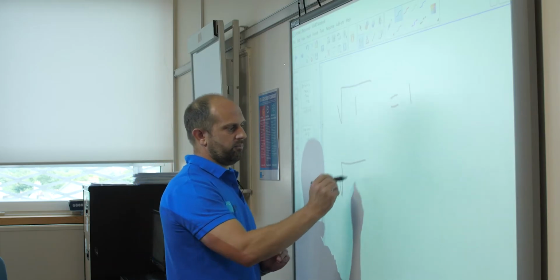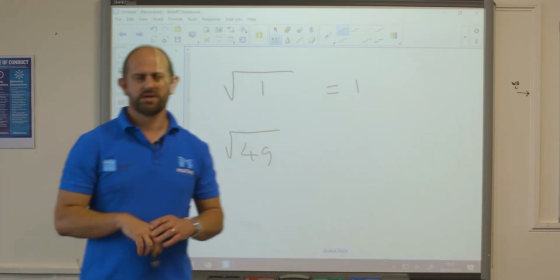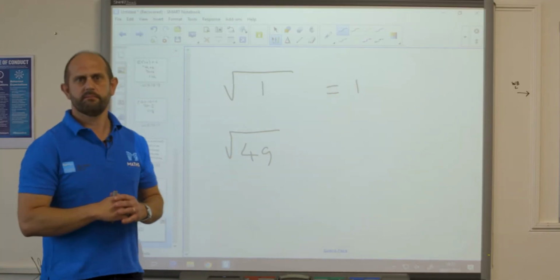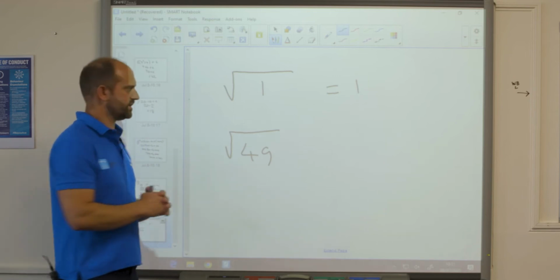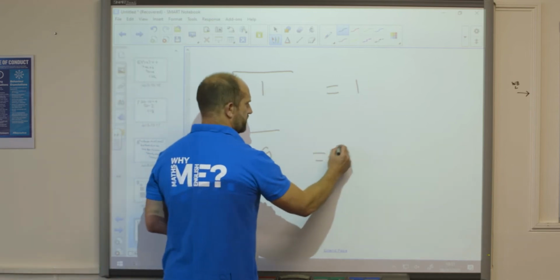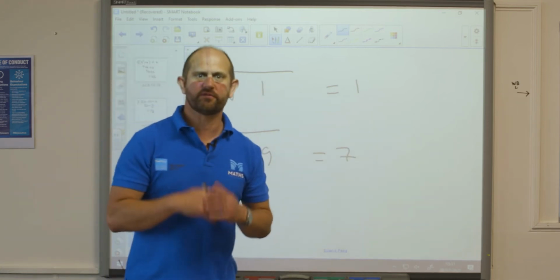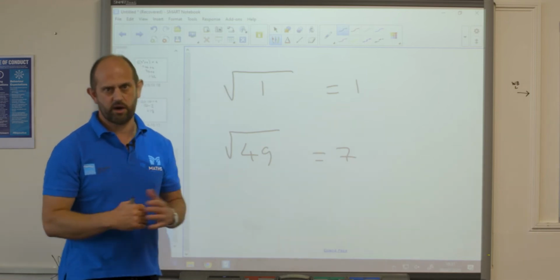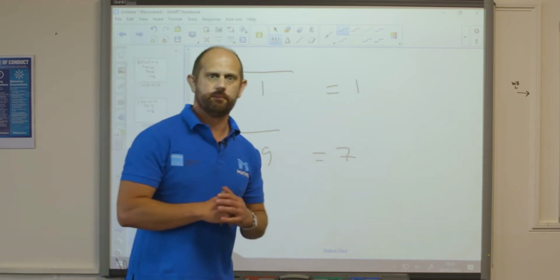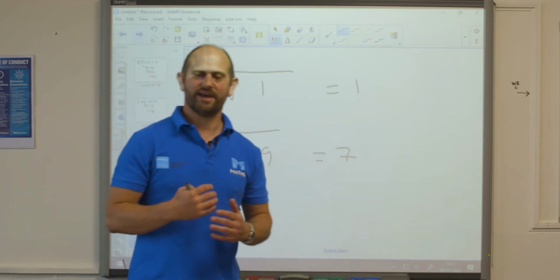A clearer example would be, what would be the square root of 49? So what times what makes 49? So the same number times by itself to make 49. Well, that again would be 7. So when you've learnt the first 12 square numbers, learn the square root, i.e. the opposite of what those square numbers are. So 10 times 10 is 100. Square root of 100 is 10.